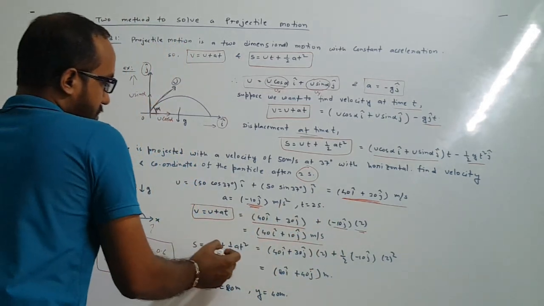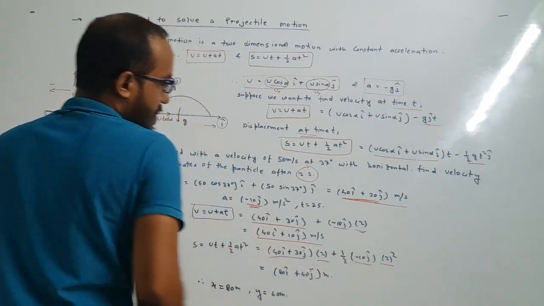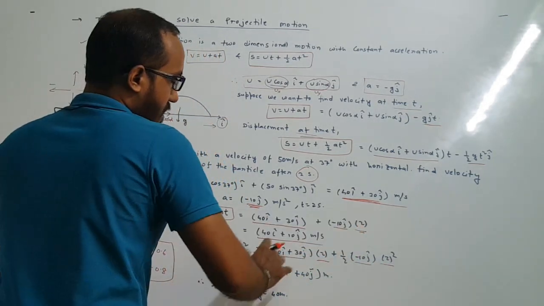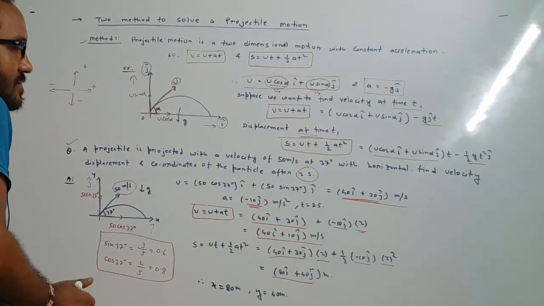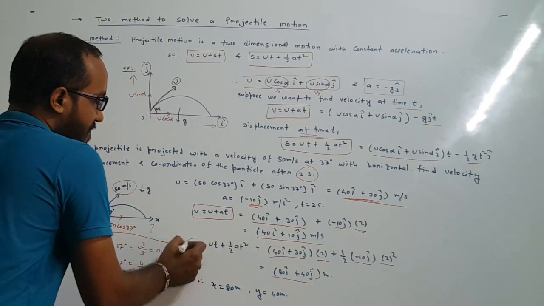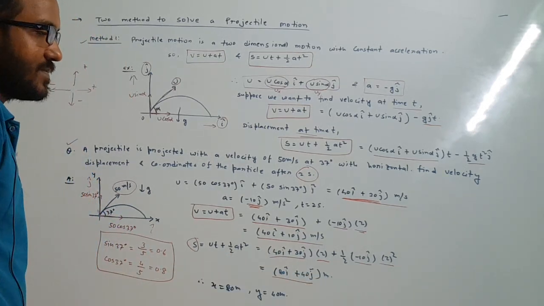Now apply s equals ut plus half at square. You know u, you know t, you know a, you know t. Put the values, after calculating, you will get 80 i cap plus 40 j cap. So this is the displacement vector, right? S is 80 i cap plus 40 j cap. This is the displacement vector.